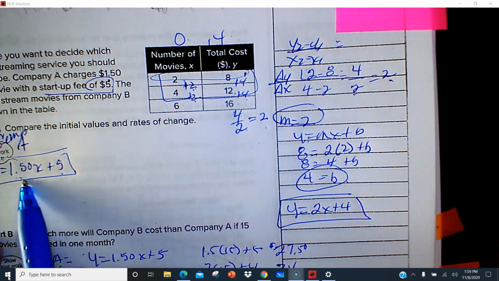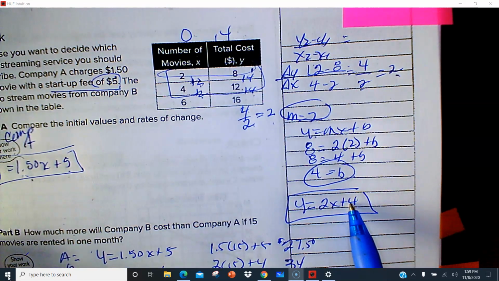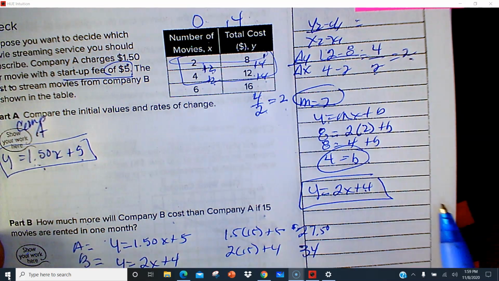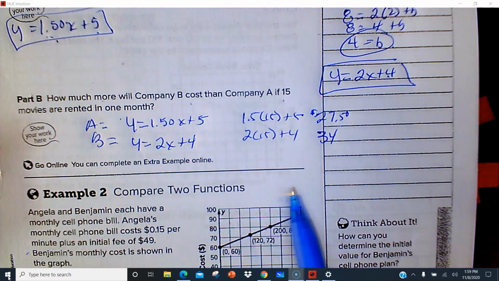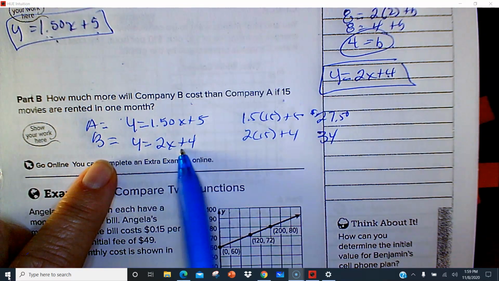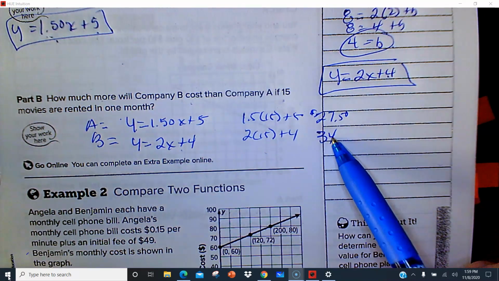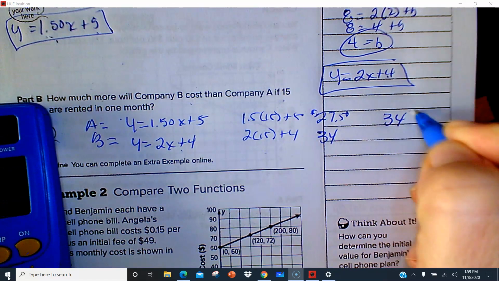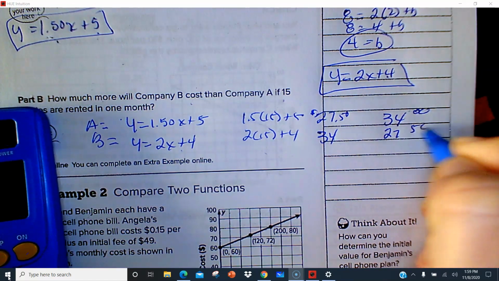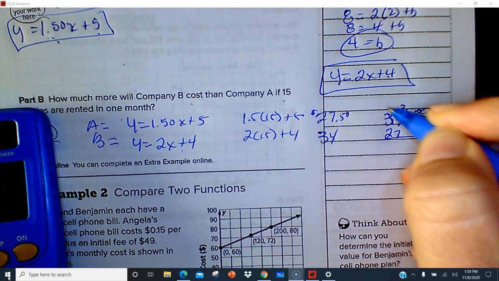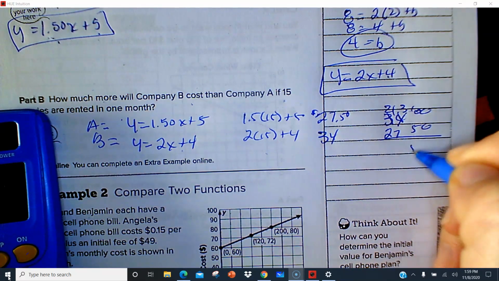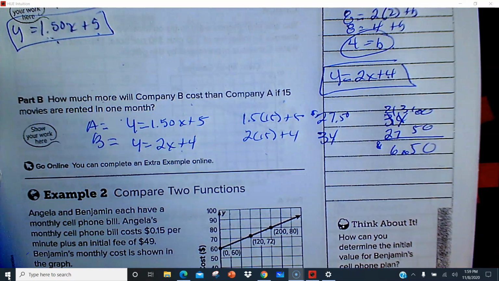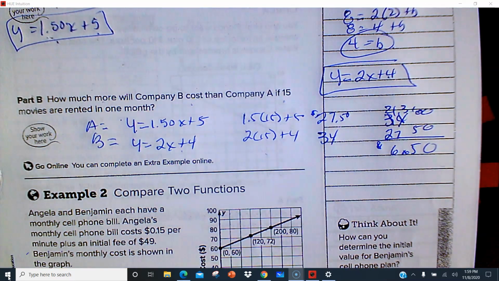So I have this equation here and this equation here, but they want to know how much more will company B cost than A if 15 movies are rented. Well, I put 15 back into each one of the equations. I found one was $34. That was company B. This other one was $27.50. So $34 minus $27.50. You can go back and do the math. It's all about doing the math. It's going to be 50 cents. That's going to be at 6 and 7. $6.50. So really, ouch, company B costs more. We don't want to do company B.